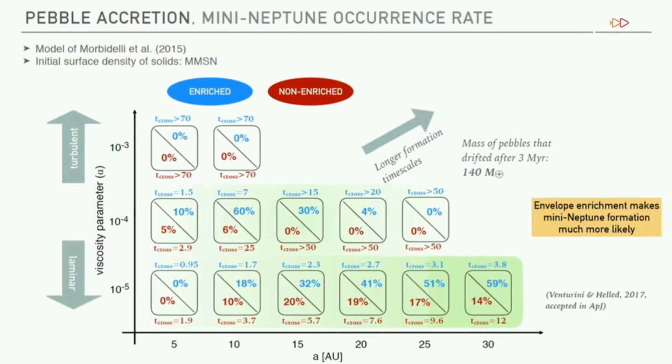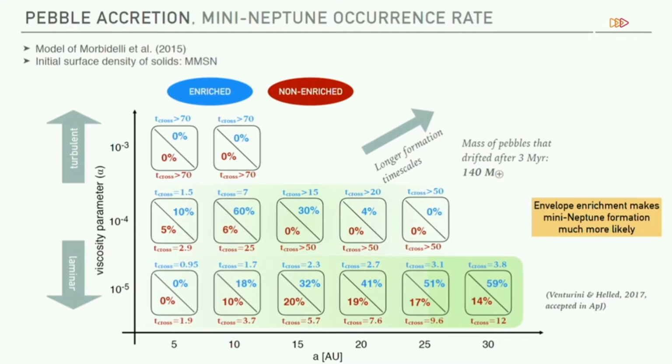So here, just to summarize, a bit complicated, I don't have much time, it's a case for pebble accretion. Each number here is the output of one simulation. The blue is when we consider enrichment in the atmosphere. The red is the classical case, where everything sinks to the core. These numbers are the likelihood of obtaining a mini-Neptune in the formation process. You see in all cases it's much higher if we include envelope enrichment than if we don't.